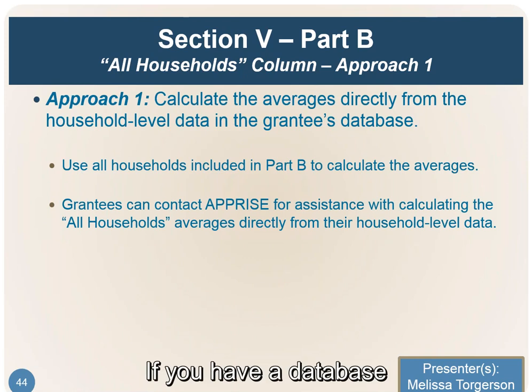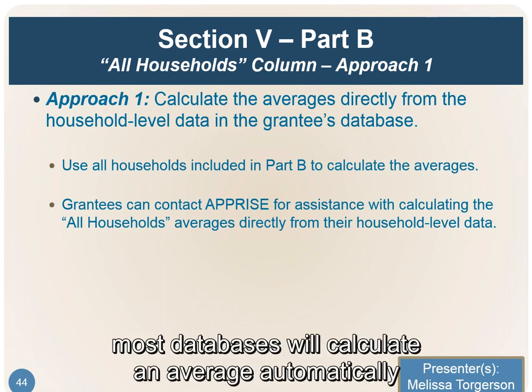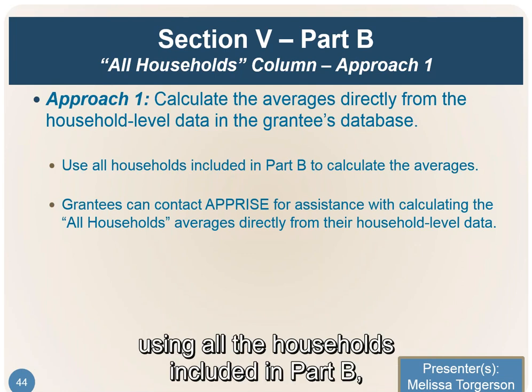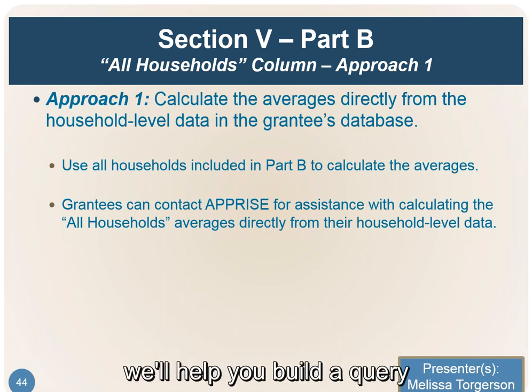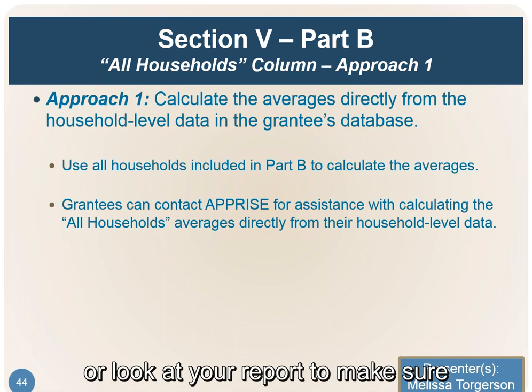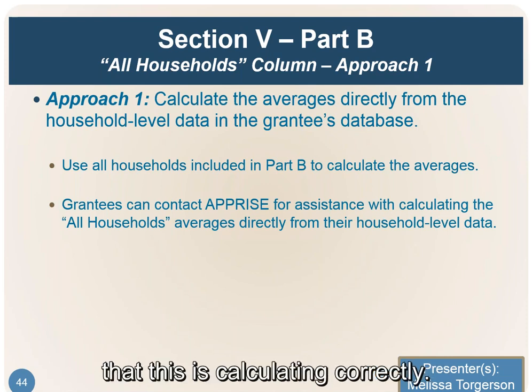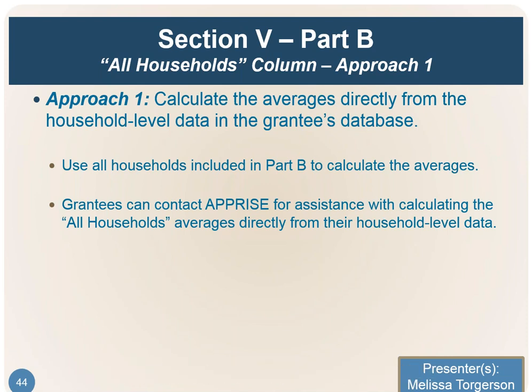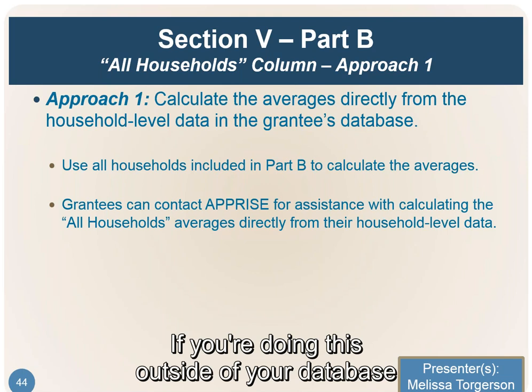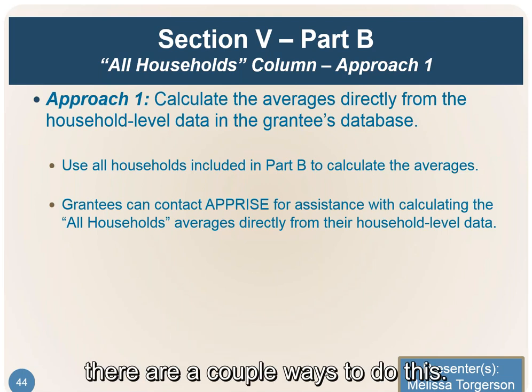If you have a database, most databases will calculate an average automatically using all the households included in Part B. And if you contact us, we'll help you build a query or look at your report to make sure that this is calculating correctly. If you're doing this outside of your database, there are a couple of ways to do this.